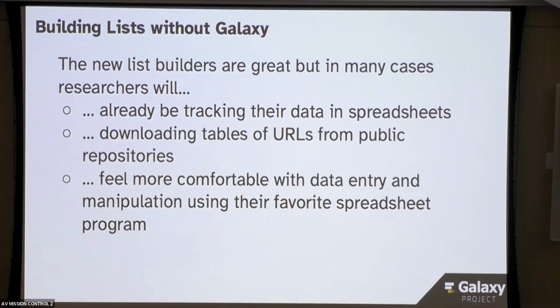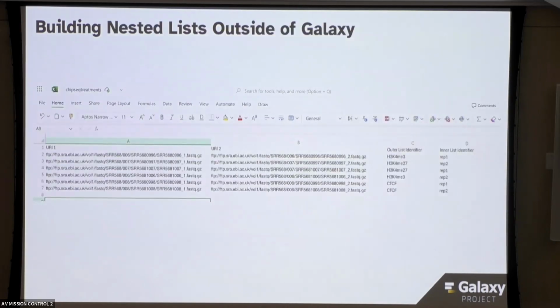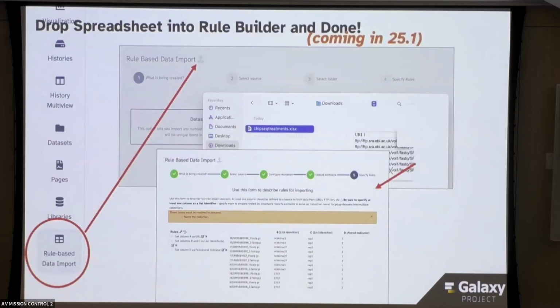Maybe you're already tracking your data in spreadsheets, maybe you're downloading tables of URLs from public websites, and maybe you feel just more comfortable with data entry in your favorite spreadsheet program. So maybe you have data that looks like this, or links to data that look like this. And maybe you want to build your collections outside of Galaxy. This is something you'll be able to do in Galaxy 25.01 or 25.1.